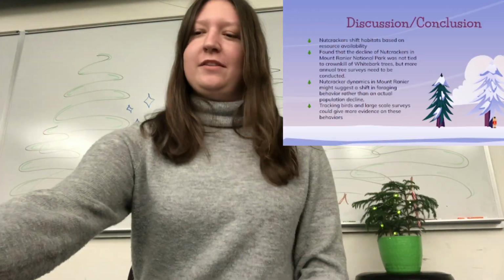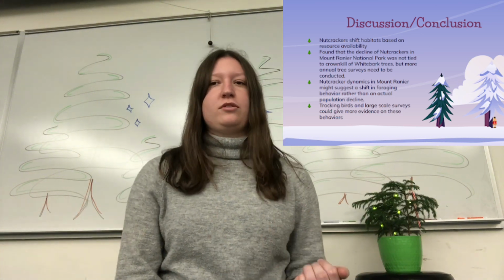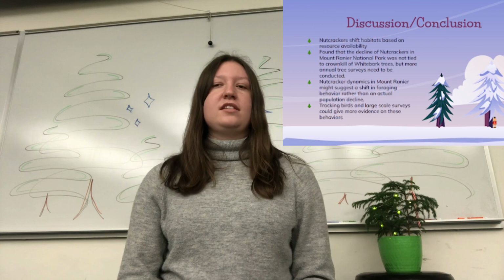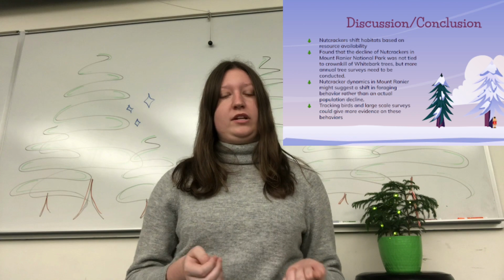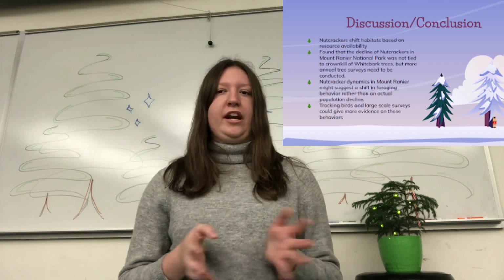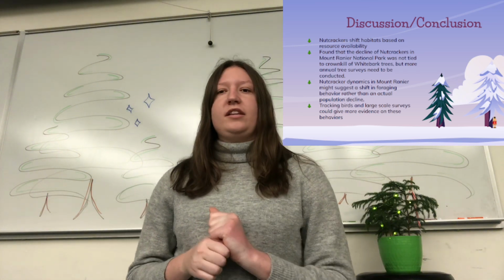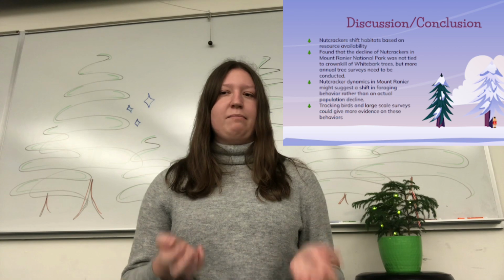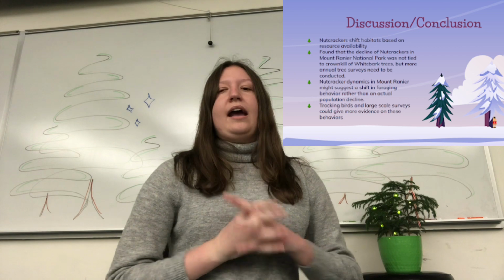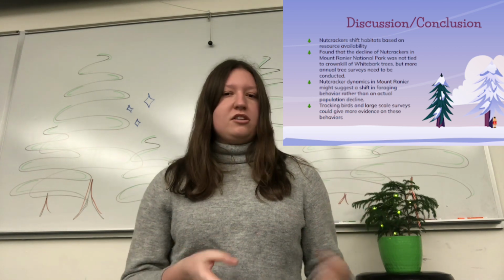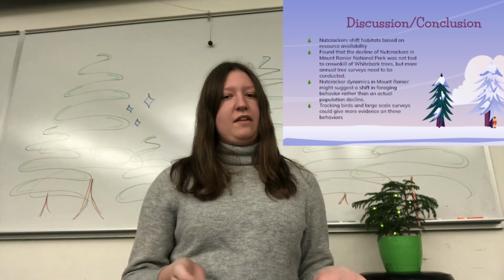So, in conclusion, the study found that nutcrackers shift habitats based on resource availability. They also found that the decline of nutcrackers in Mount Rainier National Park was not tied to the crown kill of white bark trees. However, they also wanted to conduct a few more annual tree surveys on this to discover what the connection is. Another thing they found is that nutcracker dynamics in Mount Rainier might suggest a shift in foraging behavior rather than an actual population decline. And then in order to further discussion and study on this topic, they would like to track birds and do large-scale surveys that could give more evidence on these behaviors.